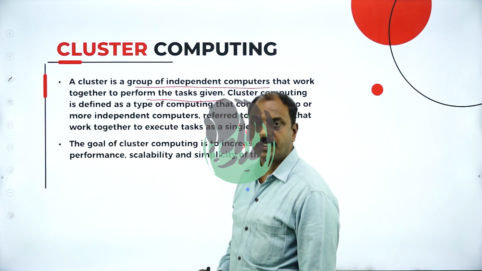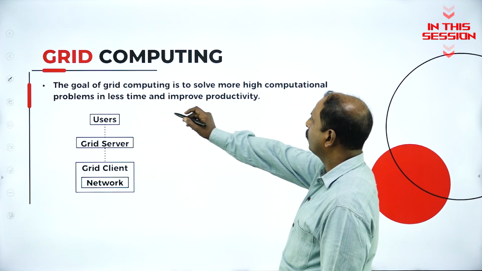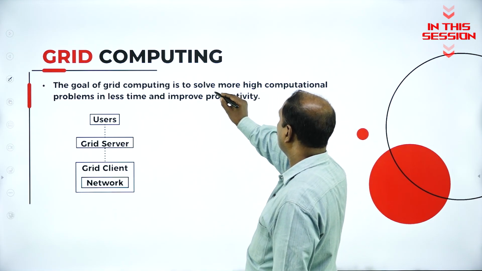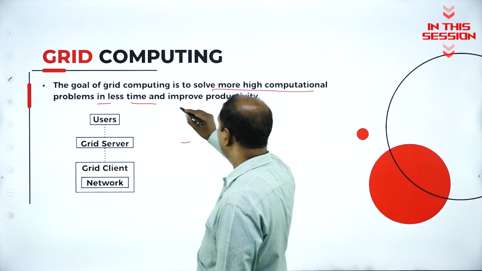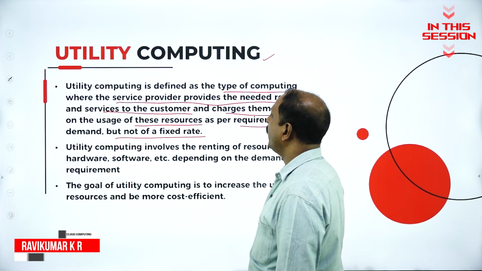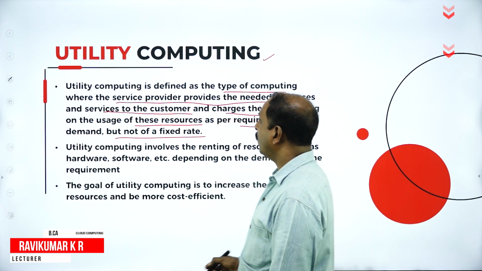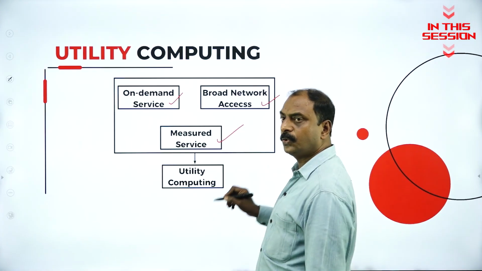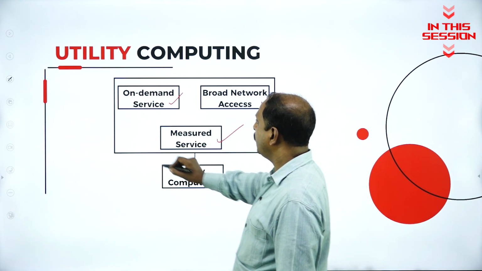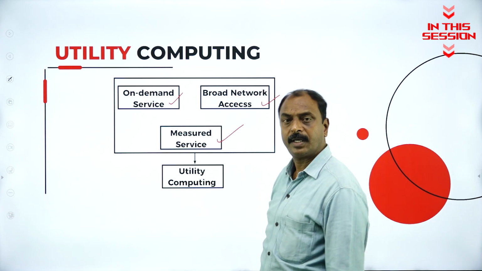The number of computers work together to solve a particular problem given. The goal of grid computing is to solve more highly computational problems in less time. It is a type of computing where all the hardware resources or software resources are provided to the customers through a network. The user requests any of the services from the provider. So this is utility computing.